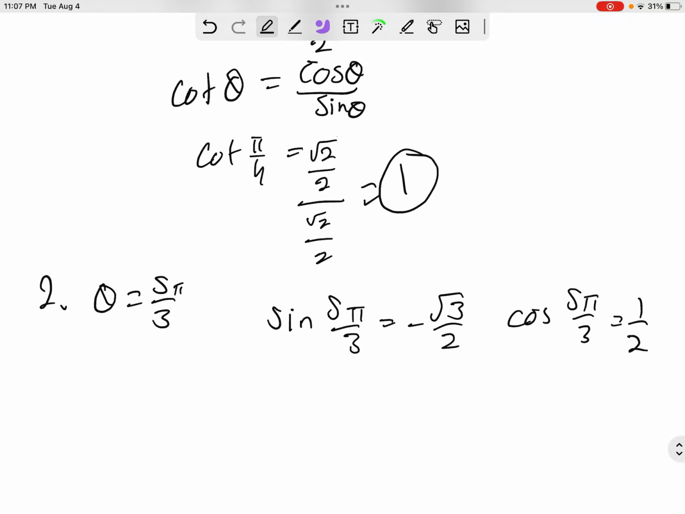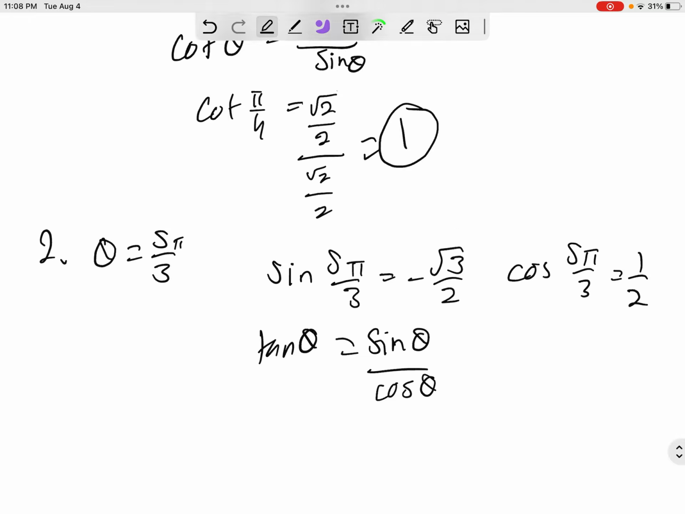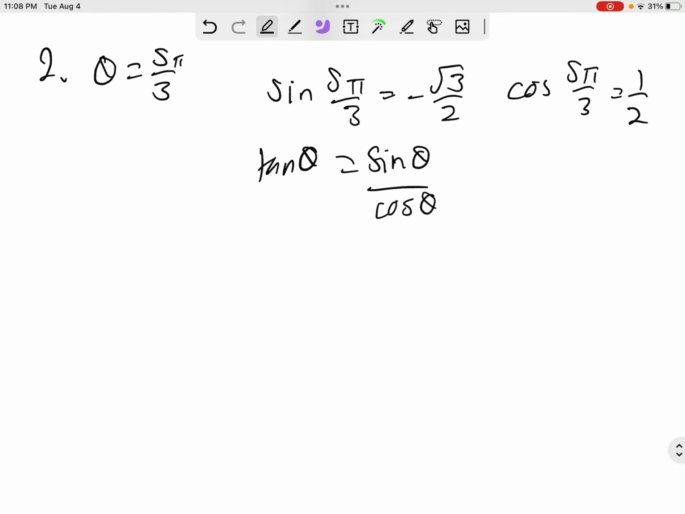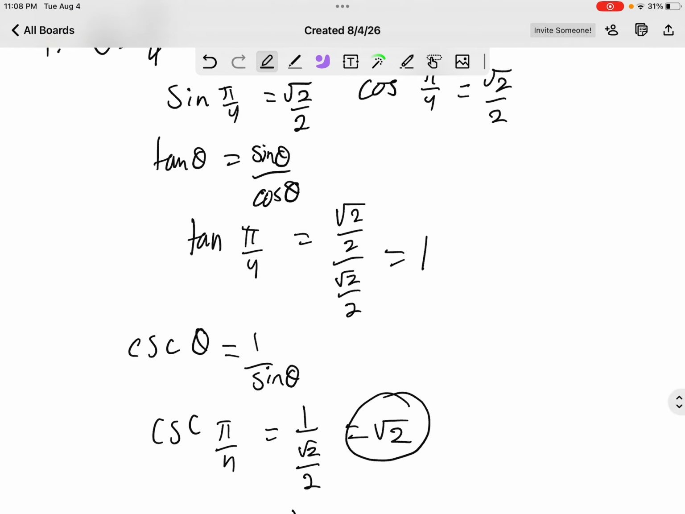We'll use the tangent formula again, which we all know. I'll still write it. Tan theta will be the sine theta over cos theta. Substituting for tan 5 pi over 3, it is equal to negative root 3 over 2 over 1/2, which is then equal to negative root 3. It's going to be one of our answers.